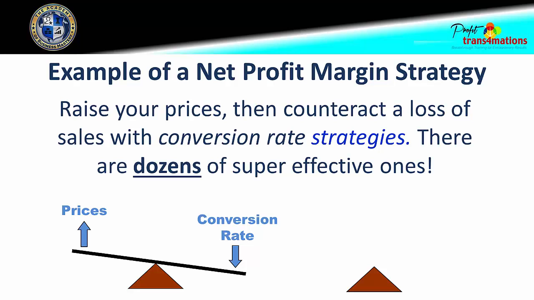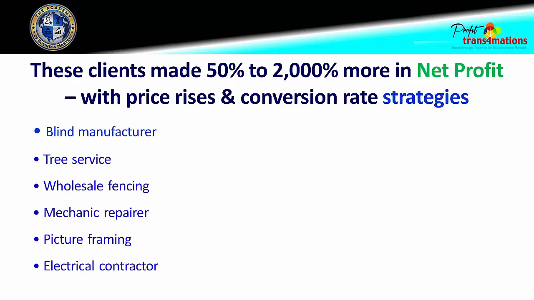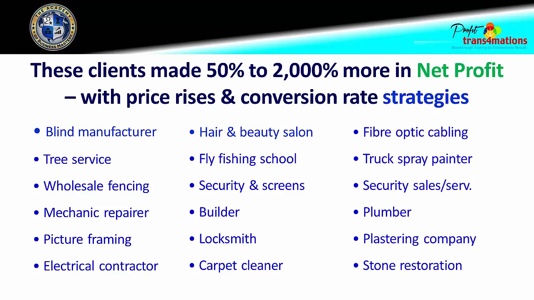What we've been teaching hundreds of our business owner clients for years is to raise the prices and increase conversion rates after a price rise. Here's some more proof. These clients made 50% to 2,000% more in net profit with price rises and conversion rate strategies. These are retailers, wholesalers, manufacturing, service businesses in super competitive marketplaces, and every single one of these increased their net profit by at least 50% using a raised prices and conversion rate strategy at the same time.